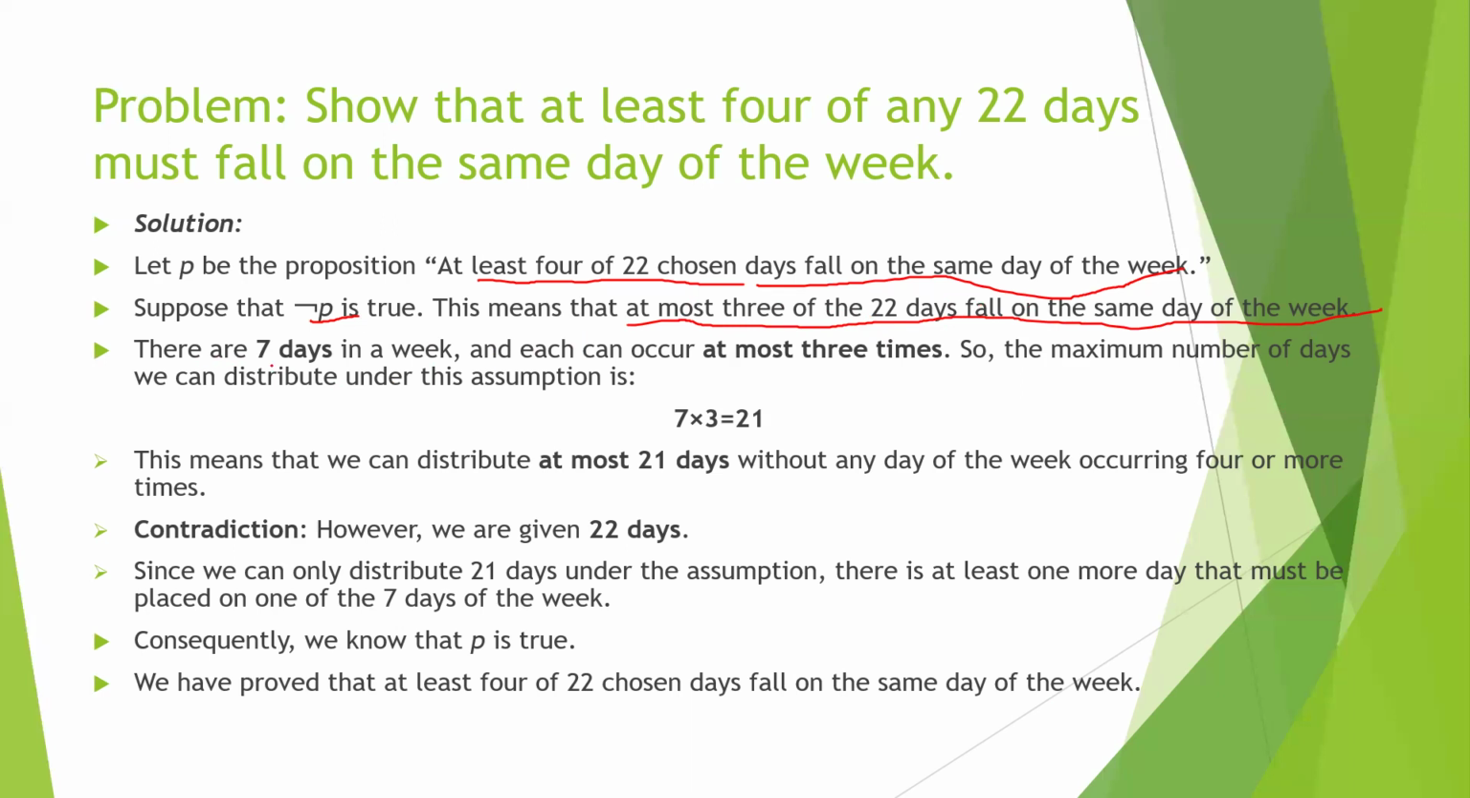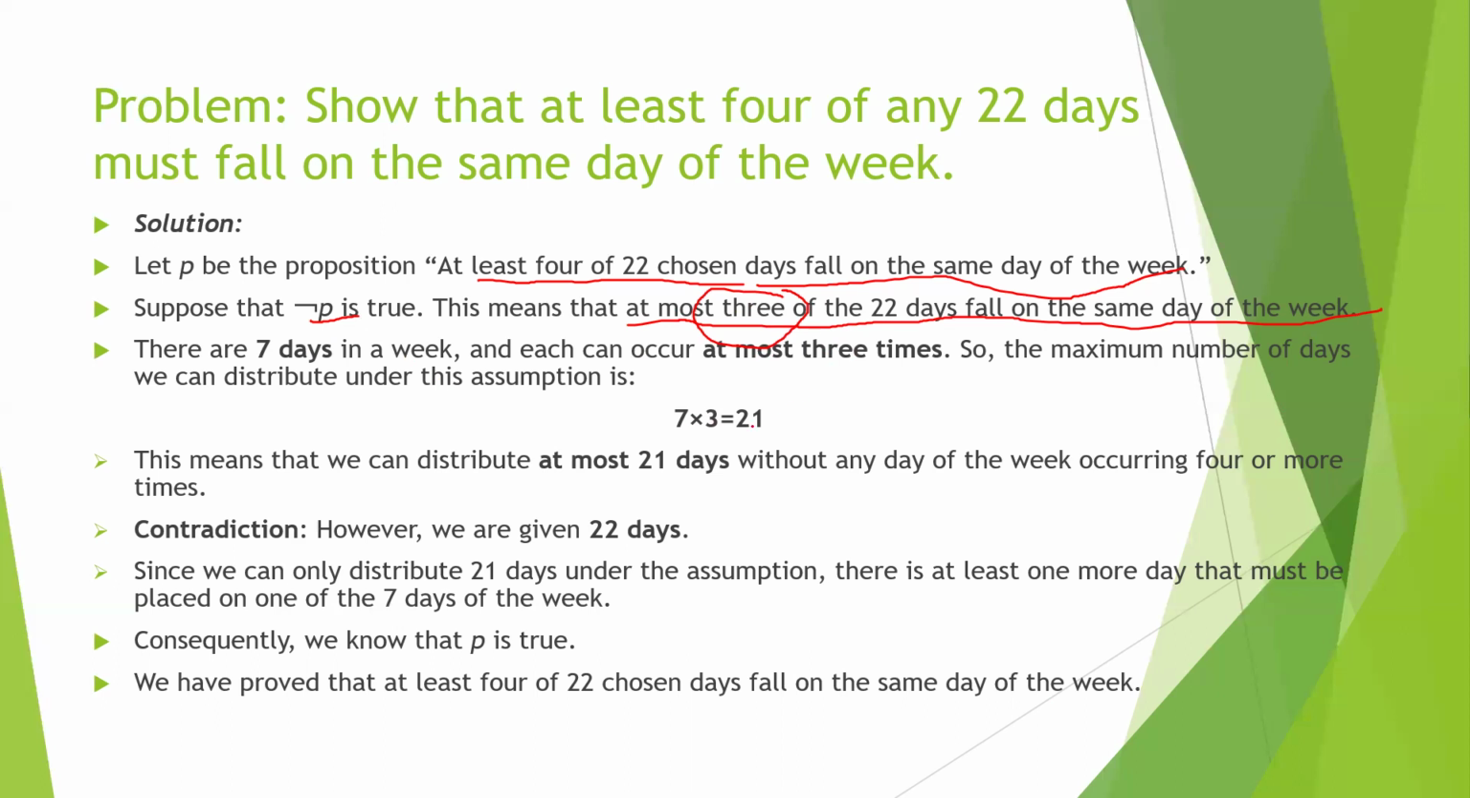There are 7 days in a week, and each can occur at most 3 times. So 7 days in a week, and this may happen at most 3 times. So here our assumption is 3 times. 7 days in a week and at most 3 times it may happen.